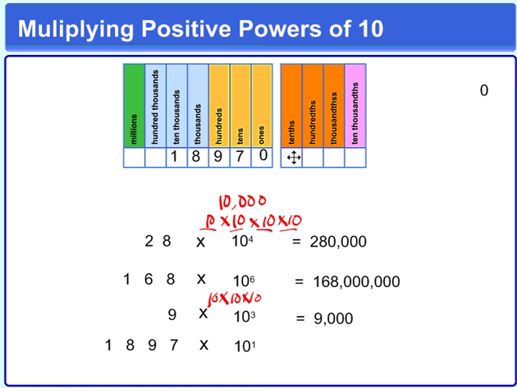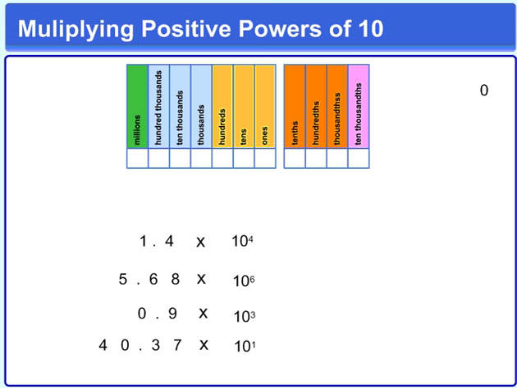And we would get 18,907. So when you're multiplying by powers of 10, it's just like multiplying by 10, 100, 1,000, 10,000. You're using the same procedure by making it that many times bigger on the place value chart. So let's take a look at it with decimals.